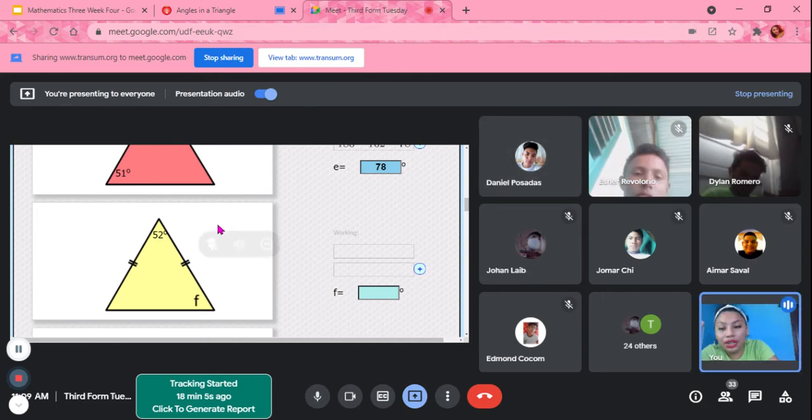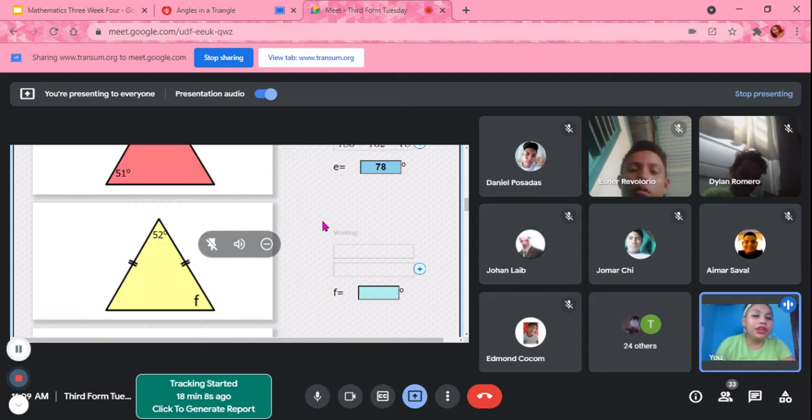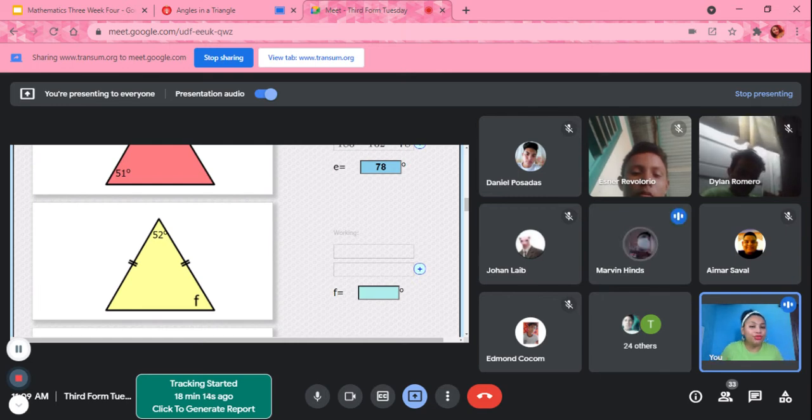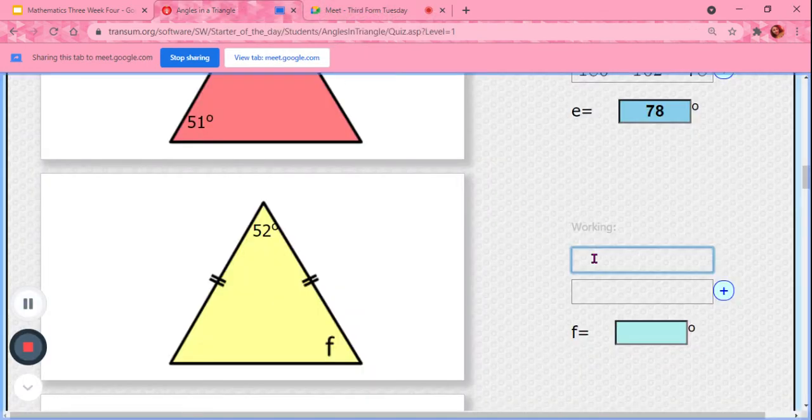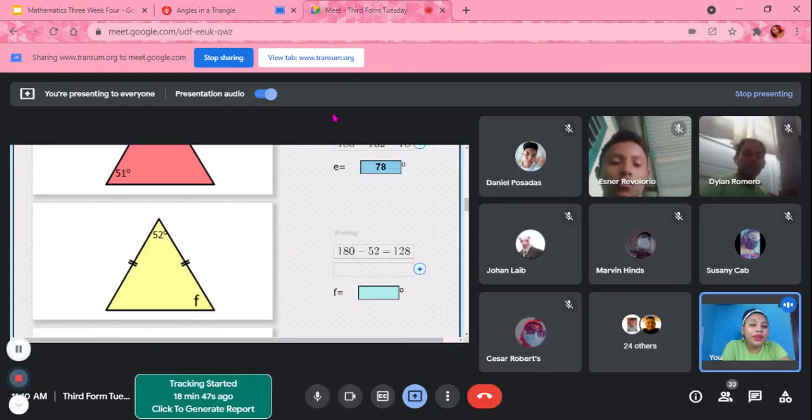Yes, miss. Good. So now what am I going to do here? Because I can't do the same thing. What do I need to do first? Subtracting. What will I subtract? Okay, I am going to take 180 and subtract 52 from it. What is that going to give me? 128. Very good.